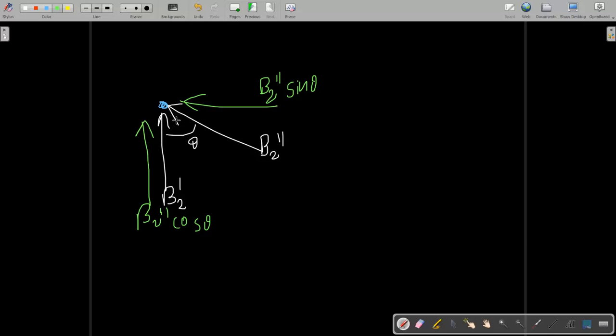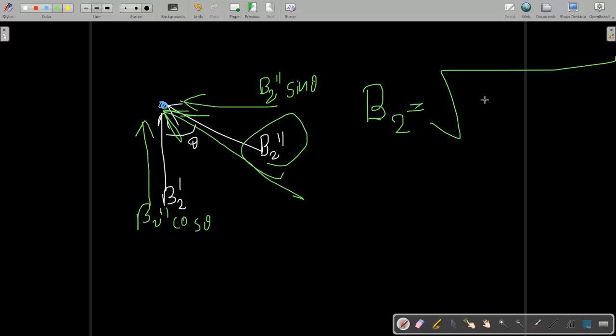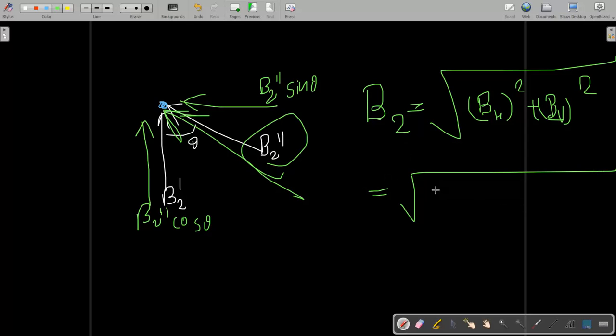Now, to get the resultant of this, at a particular angle, this is the resultant. But to get the total force on the B2 bolt, that is the square root of the total horizontal force squared plus the total vertical force squared. So what are the horizontal forces? There are B2 dash plus B2 double dash cos theta, whole square, plus B2 double dash sin theta, whole square.